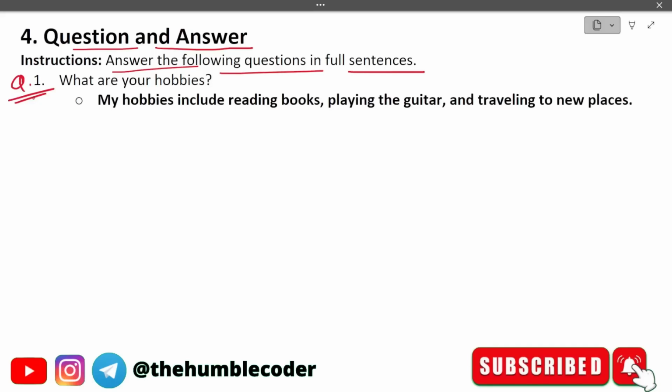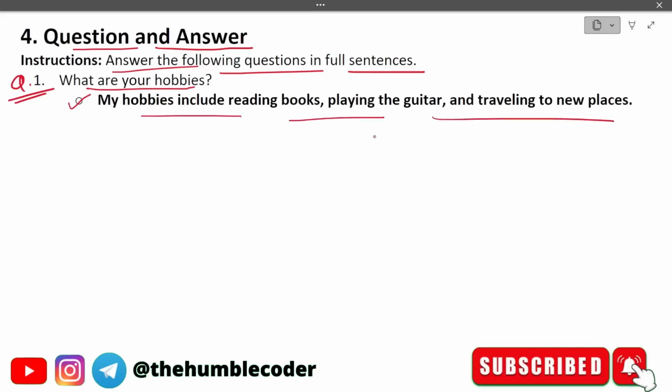I would suggest that don't focus on the answers which I have given, you just focus on the question and try to create the answer by your own. Okay, let's read the question number 1. What are your hobbies? The answer for this that you can give is in one sentence, my hobbies include reading books, playing the guitar and traveling to new places.